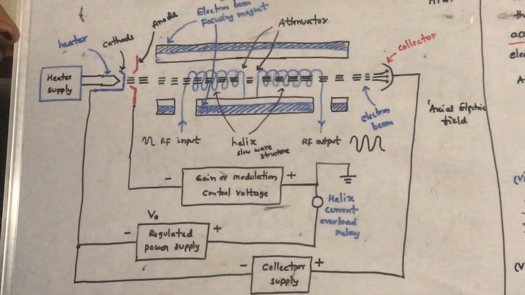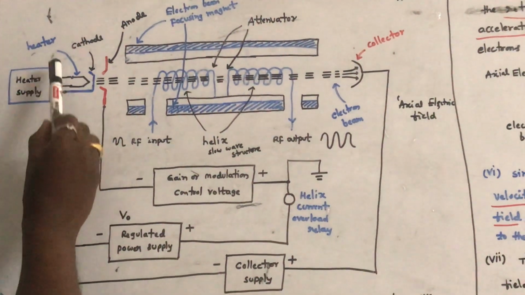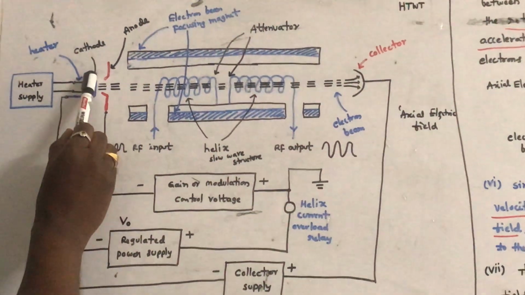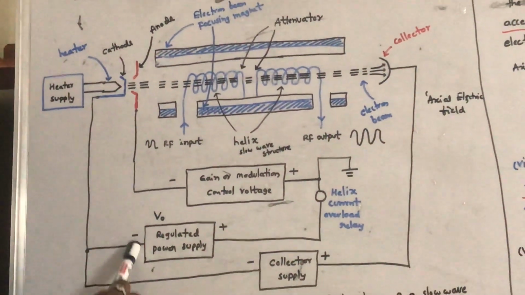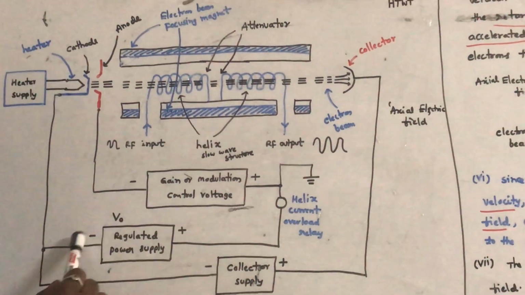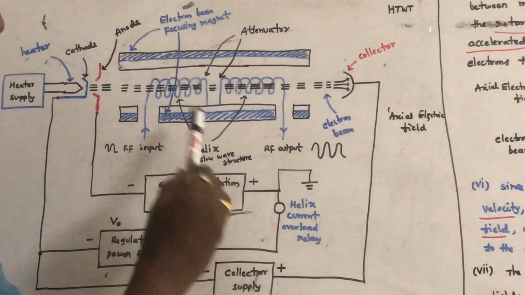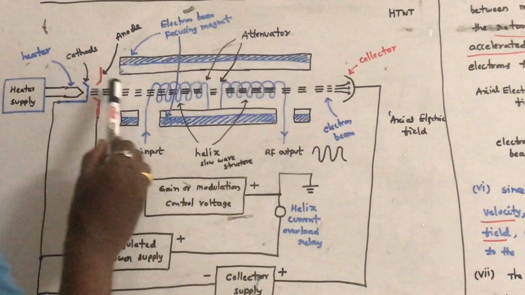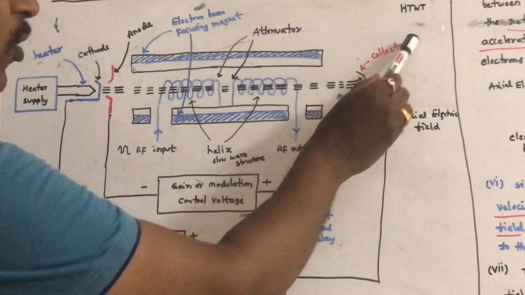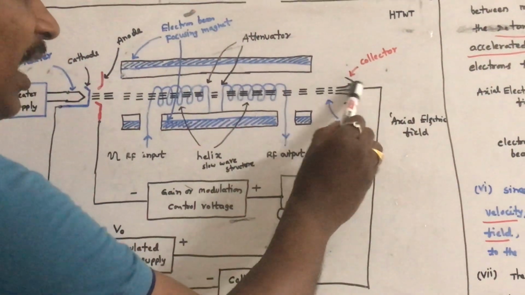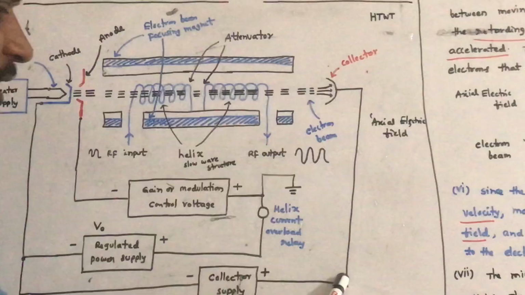See here, you can see that there is a cathode. There is a heater, which heats this cathode. This cathode is given a negative potential V0. So V0 is the potential given to the cathode. This is the electron beam which is traveling from the cathode to the collector. In order to collect the electrons, the collector is given a positive polarity.